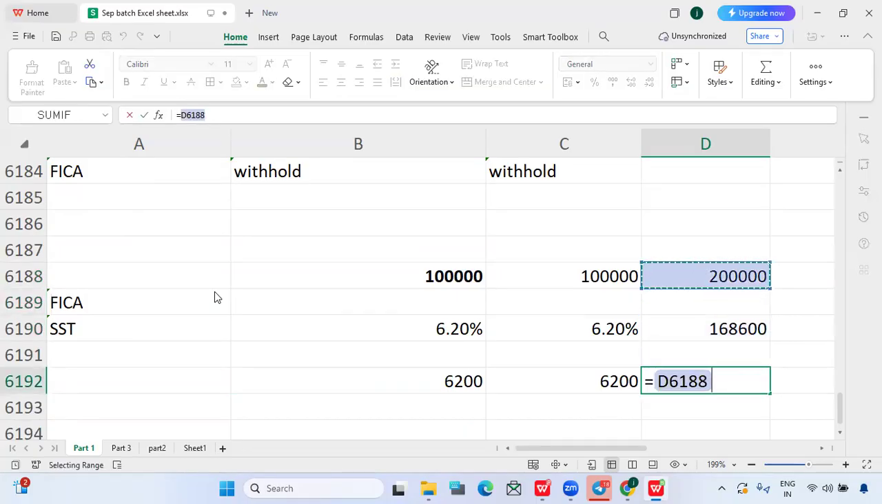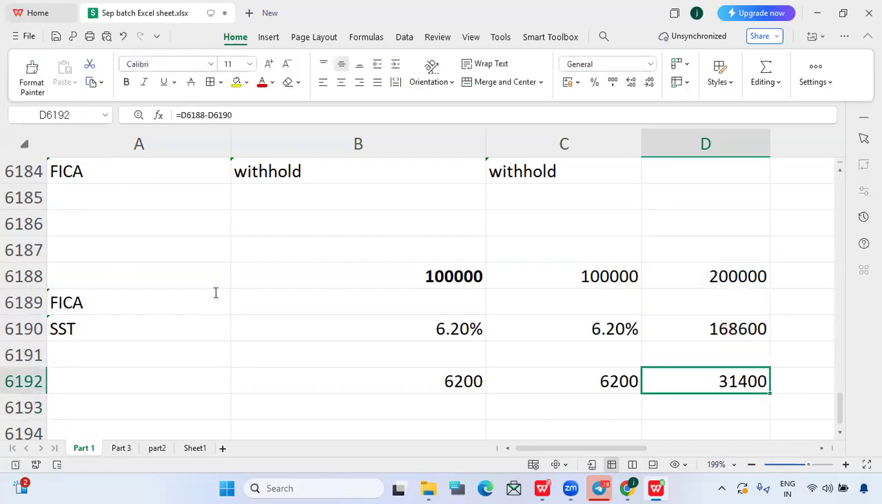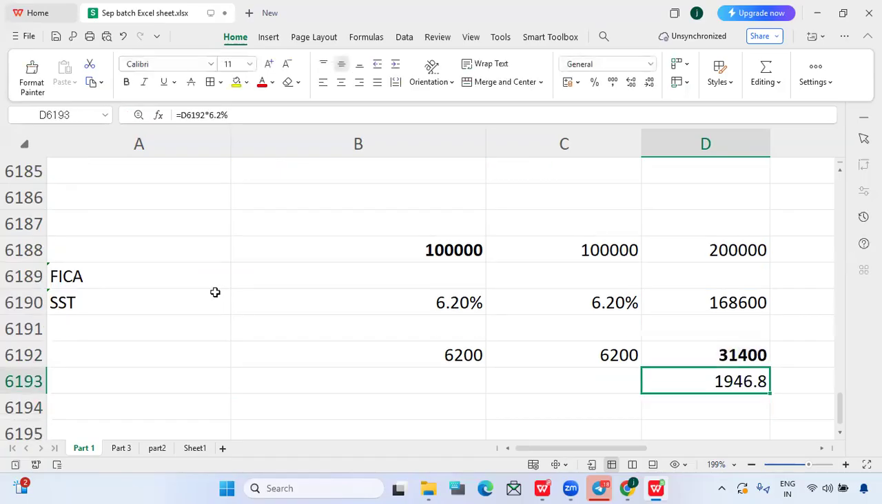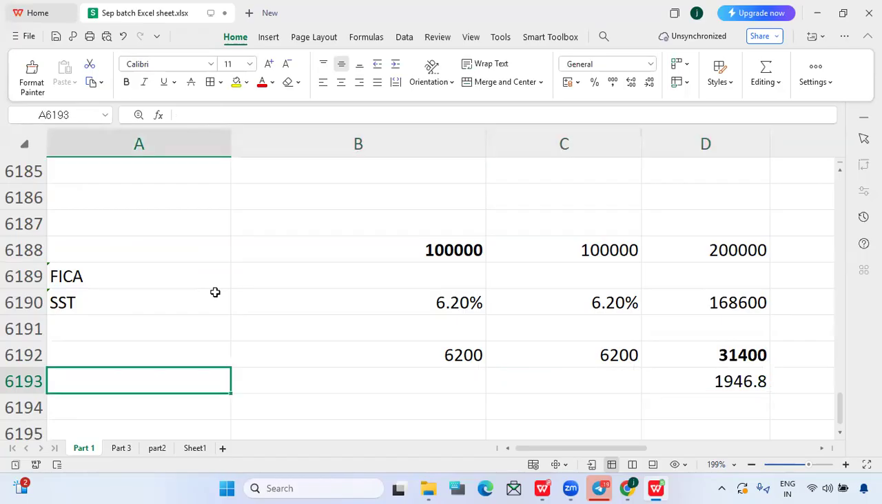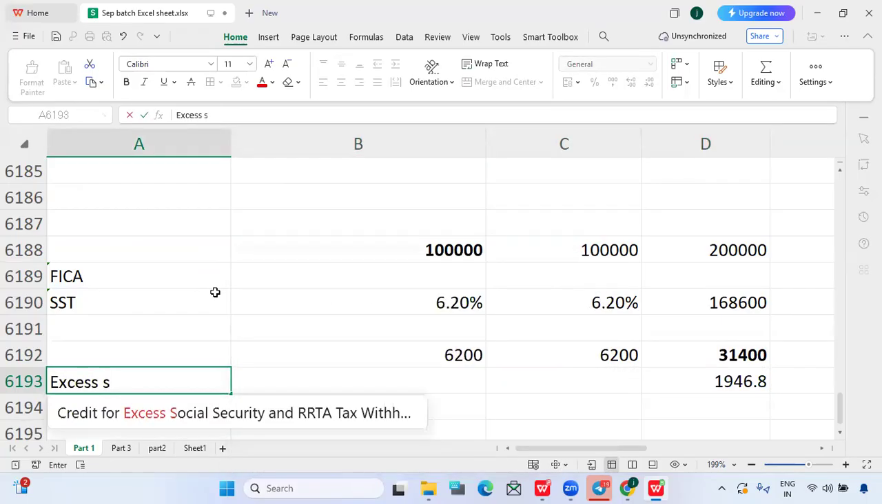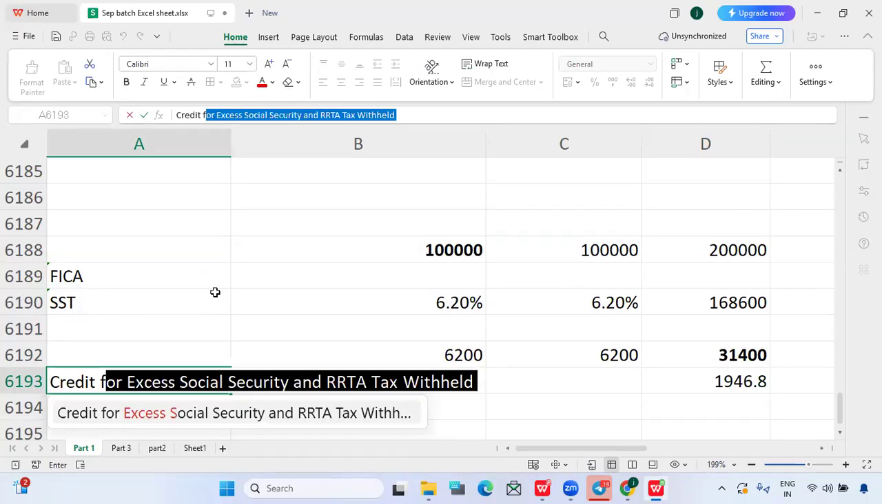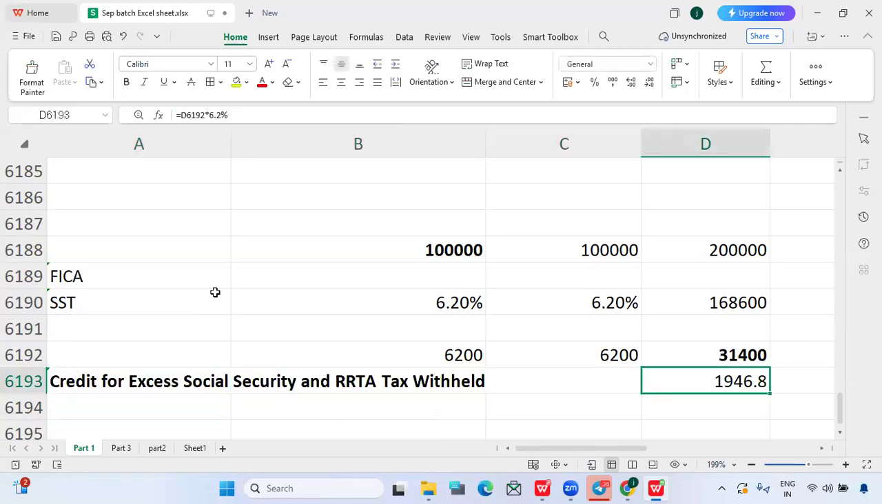So how much excess withholding? On 31,400, the taxpayer has indirectly paid Social Security taxes. On this amount times 6.2, withholding is already done. We cannot change the wage statement. So what can we do? The excess amount we can get as a refund, which we also call the credit for excess Social Security and RRTA tax withheld. So we can get this amount as a credit.